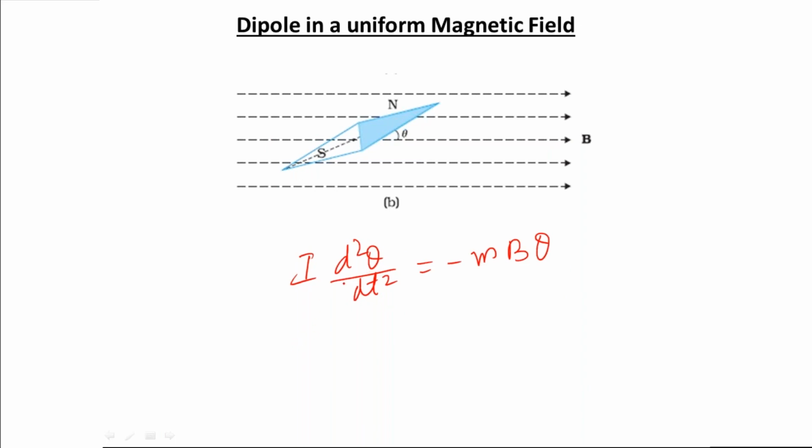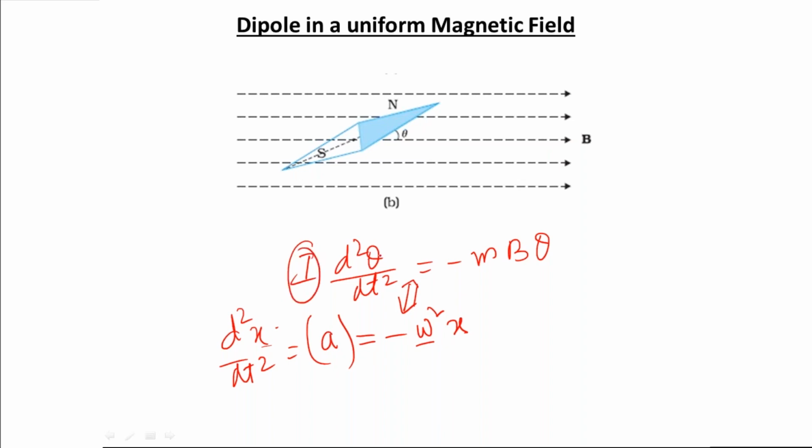So this is acceleration. For a simple harmonic oscillator, we know the acceleration will be minus omega square x. This acceleration is d2x by dt square, which is equal to minus omega square x. If I just compare these two equations, what can I write? See, this is a linear displacement and this is an angular displacement. So these two terms are similar. I can take this I to the other side.